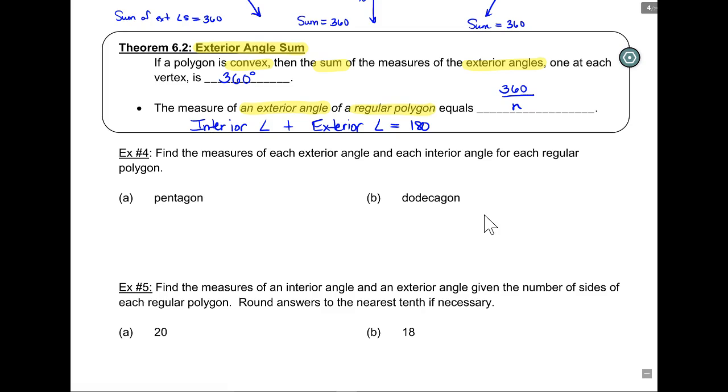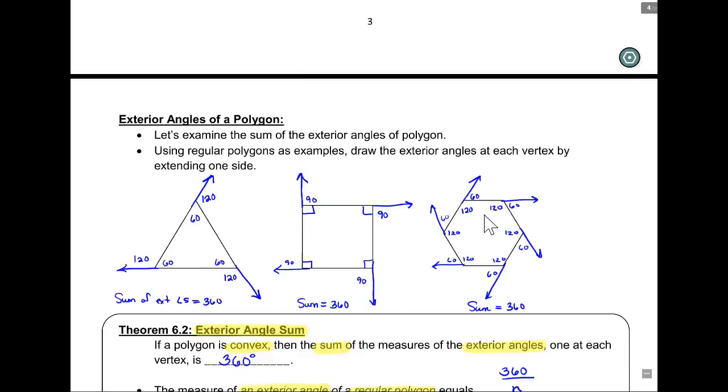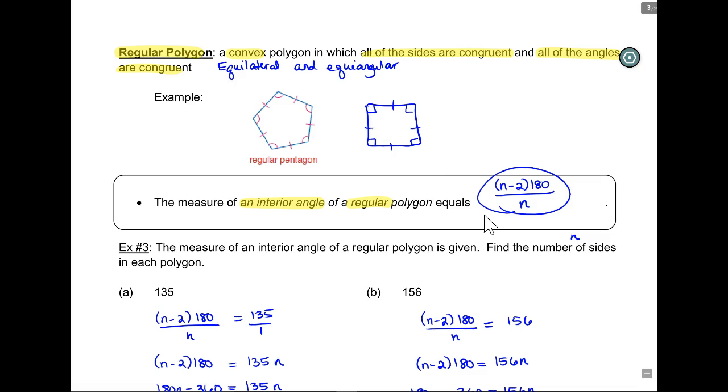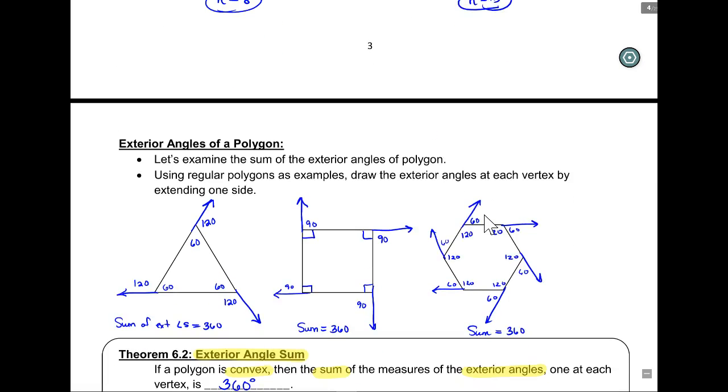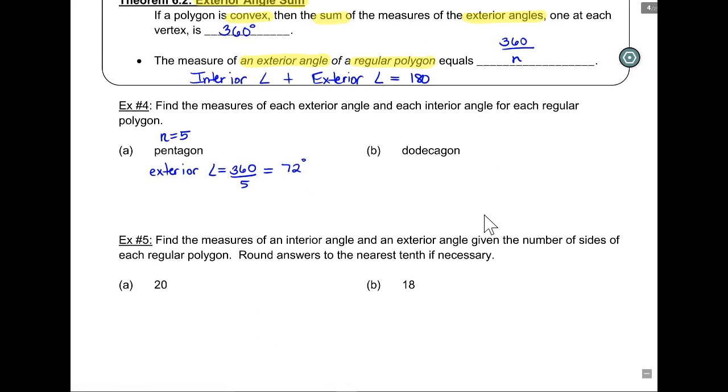So let's start with the pentagon. So n equals 5. If I'm finding one exterior angle, that's going to be 360 divided by the number of sides, which is 5. That gives us 72 degrees. Now I could go back to this formula here, n minus 2 times 180 divided by n to find the measure of one interior angle, or I can use the fact that they form a linear pair. So my interior angle is actually just going to be 180 minus 72, which is 108.